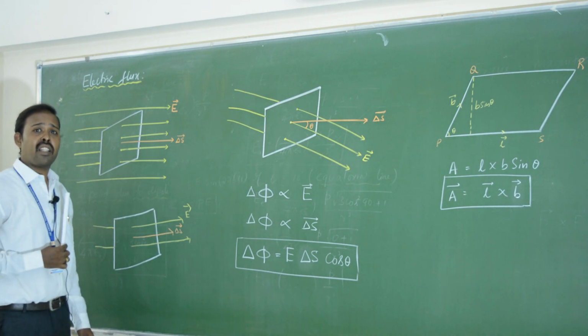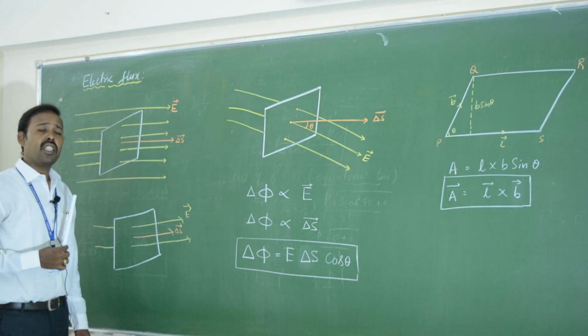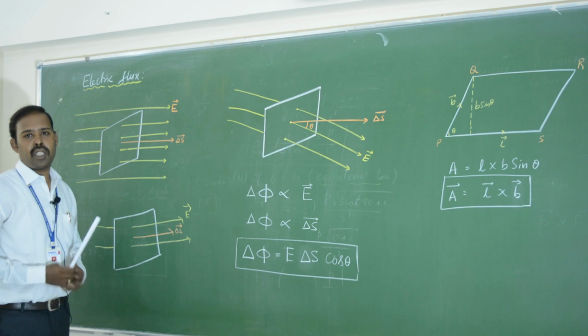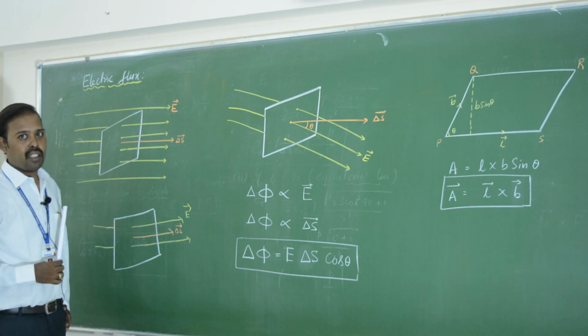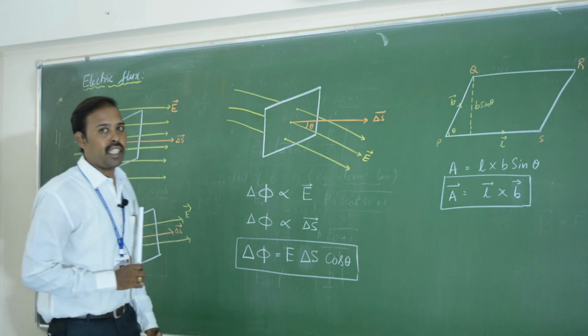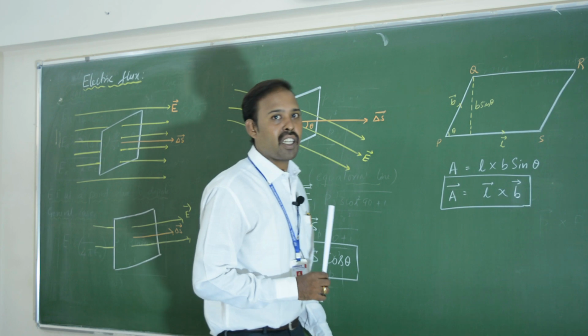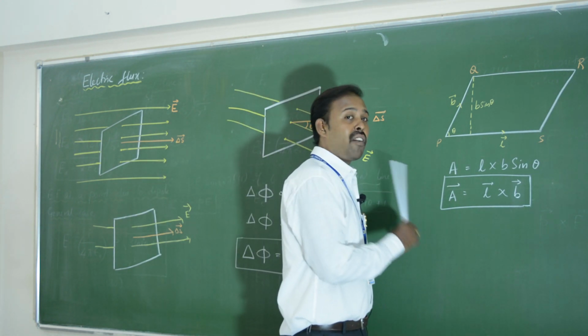So there is a question: is area a vector or a scalar? We usually use area as a scalar quantity, but area is a vector quantity. So before coming back to this flux, let us see what this area vector is, and we will see that it is a vector quantity.